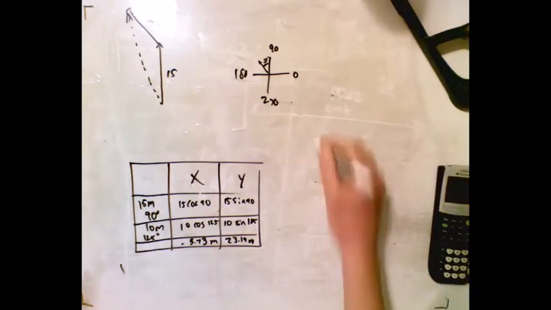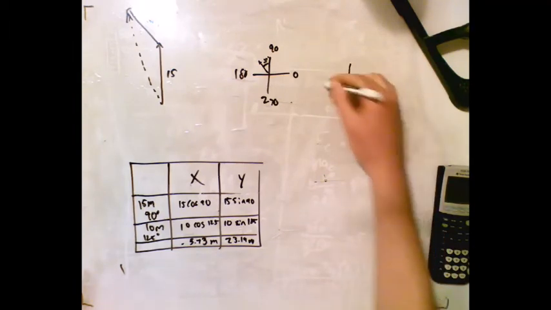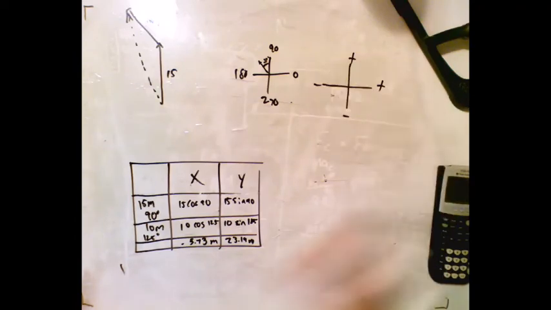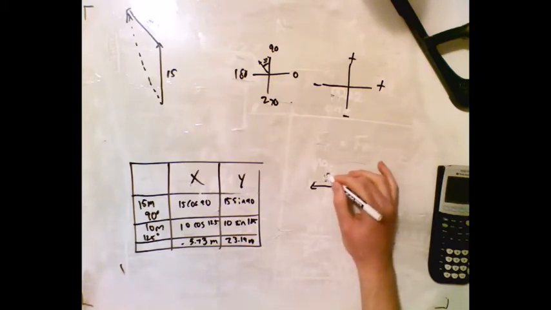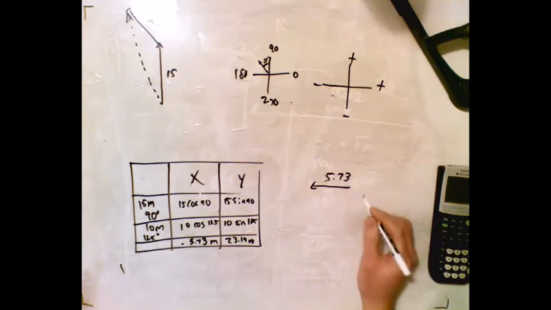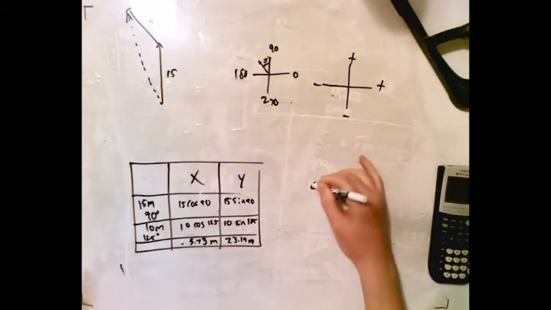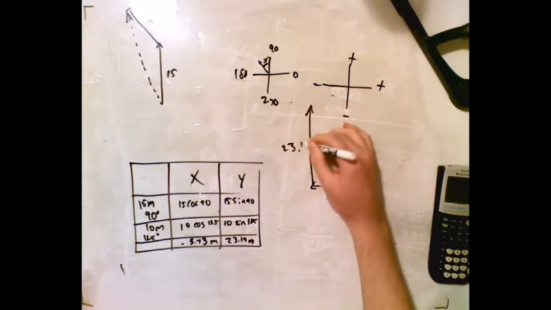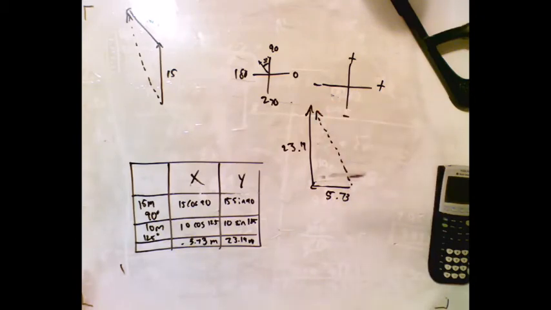So now we're ready to draw our new triangle. Up and to the right is positive, down to the left is negative. So my x is going to be to the left, and it's going to be 5.73. Let's draw that on the bottom, 5.73. And then my y is up, so it's positive and it's bigger, 23.19. Start to finish is going to be my resultant displacement.